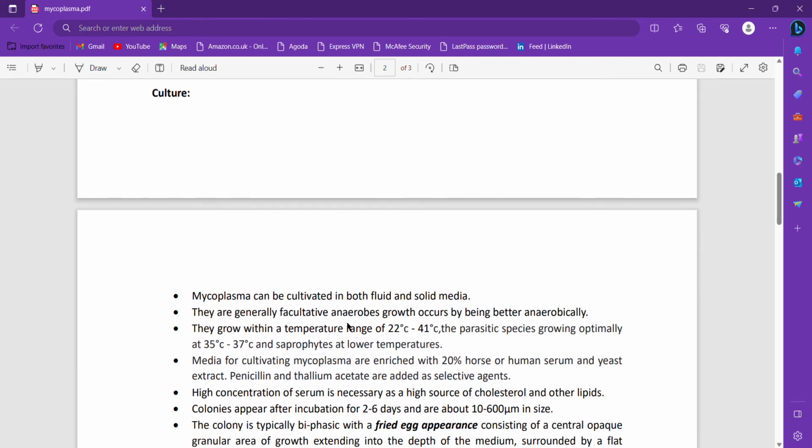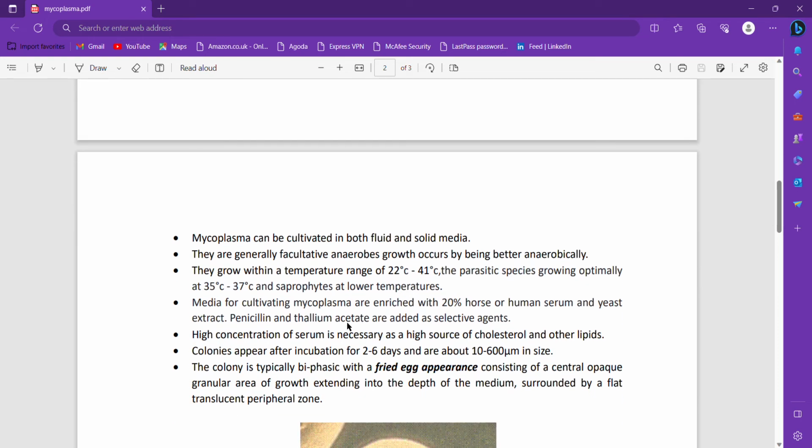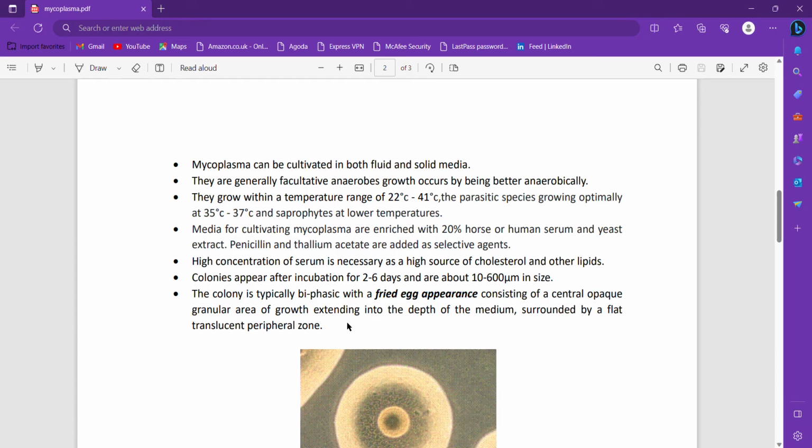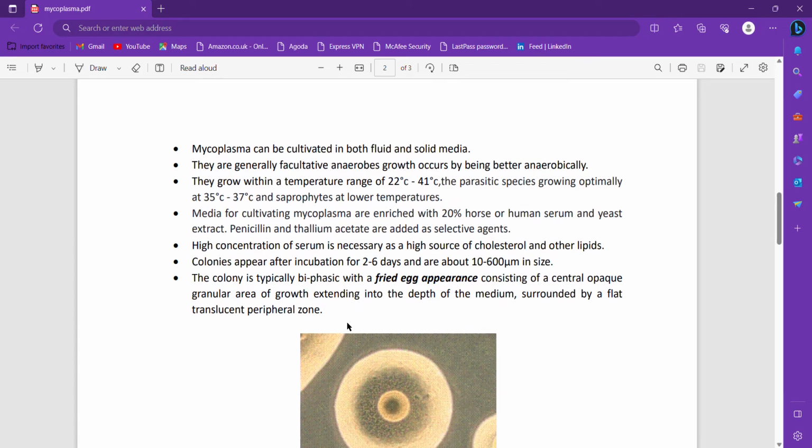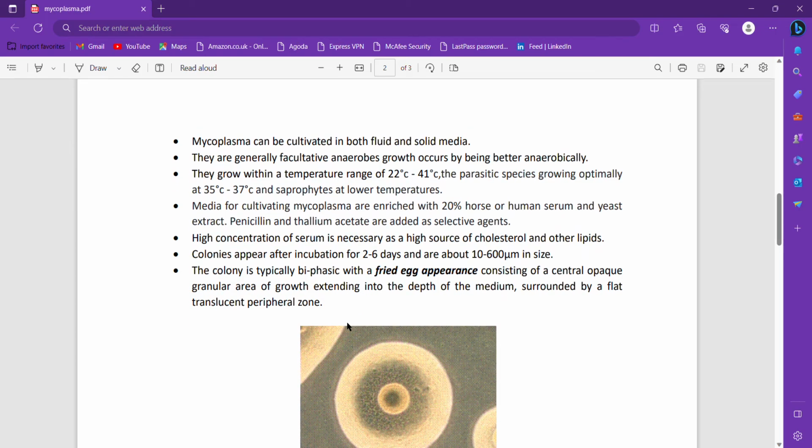And about the culture, mycoplasma can be cultivated in both liquid and solid media. They are generally facultative anaerobes. You know about anaerobes, which don't need oxygen to grow. And these are facultative anaerobes, meaning they can live in the presence of oxygen also, and their growth occurs better anaerobically. They can live in oxygen, but the better growth occurs in an oxygen-free environment.